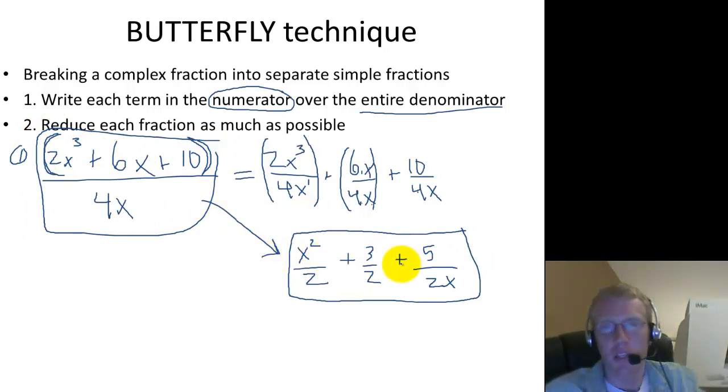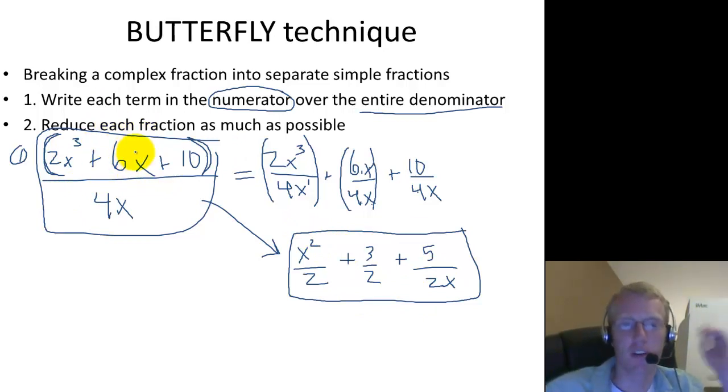Now, this whole problem could have been done in reverse. We could have started with this and said combine everything together with a common denominator, and then you would end up with something like this as your answer. So they're the opposite of each other. Let me give one more example here.